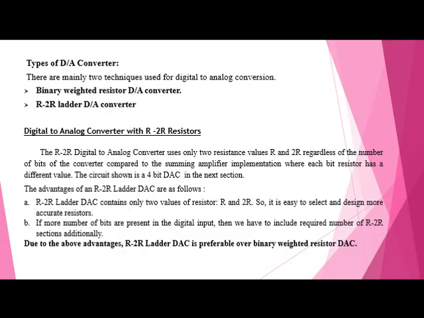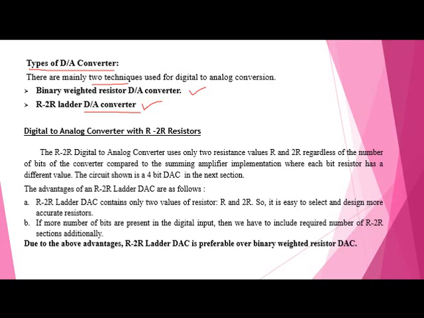In this slide we are discussing the types of digital to analog converter. There are mainly two techniques used for digital to analog conversion. One is the binary weighted resistor digital to analog converter. Another is the R to 2R ladder digital to analog converter. This is the most commonly used, because the R-2R ladder is very easy to design compared to the other, and some of the advantages I give in the explanation that continues next.